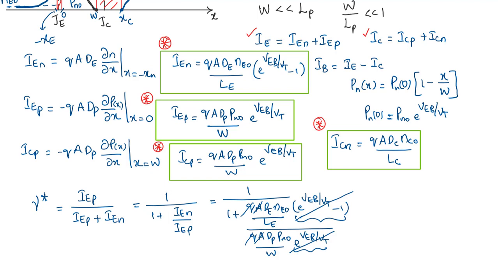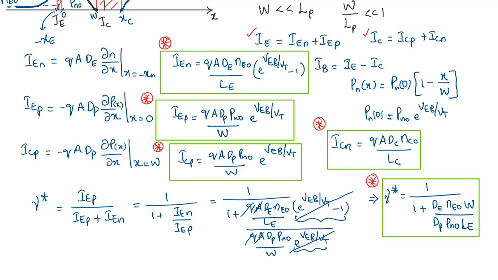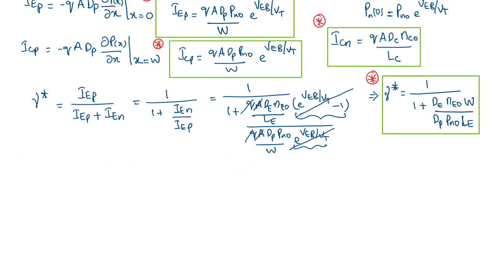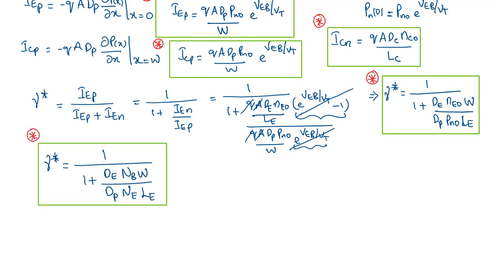Let's cancel them. Now we can rewrite this expression as gamma star is equal to 1 over 1 plus DE NB0 times W over DP times Pn0 times LE. This is another important expression. Now, if we observe here, gamma star can be written in terms of doping concentrations instead of the minority carrier concentrations here. From this, we can figure out that gamma star can be close to 1 if NB over NE is as small as possible.